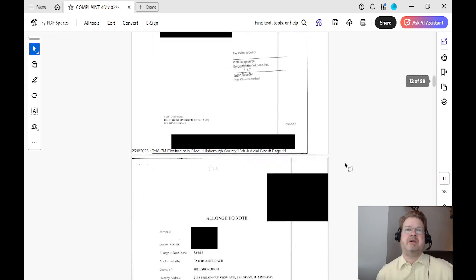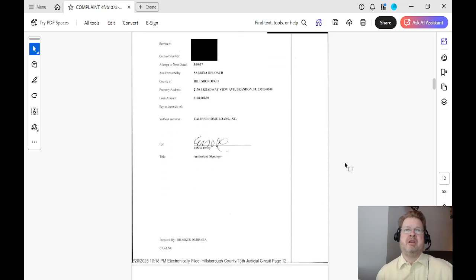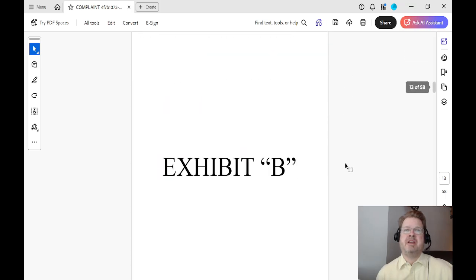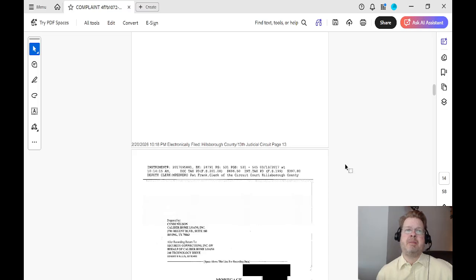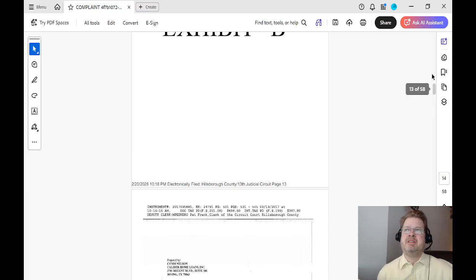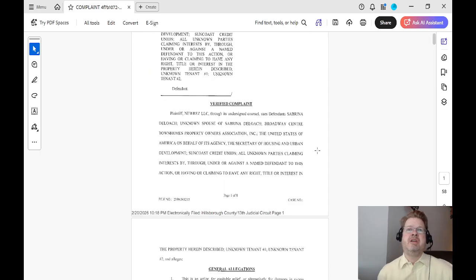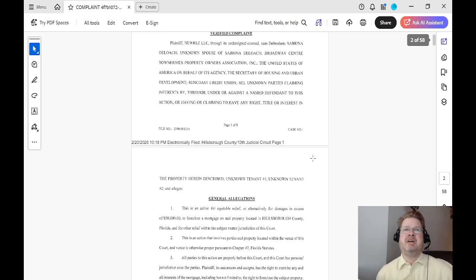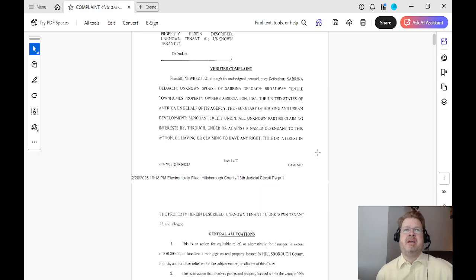Great. And while we've been talking, I've just been scrolling through some of these pages so people can get an idea of what some of the exhibits are. I'm going to go ahead and jump back up to the top and we'll walk through this one paragraph at a time. So, starting at the top, the plaintiff is identified as Newrez LLC. Tell me, as it relates to pleading requirements in Florida, what does a plaintiff like Newrez LLC need to plead in order to state a cause of action?